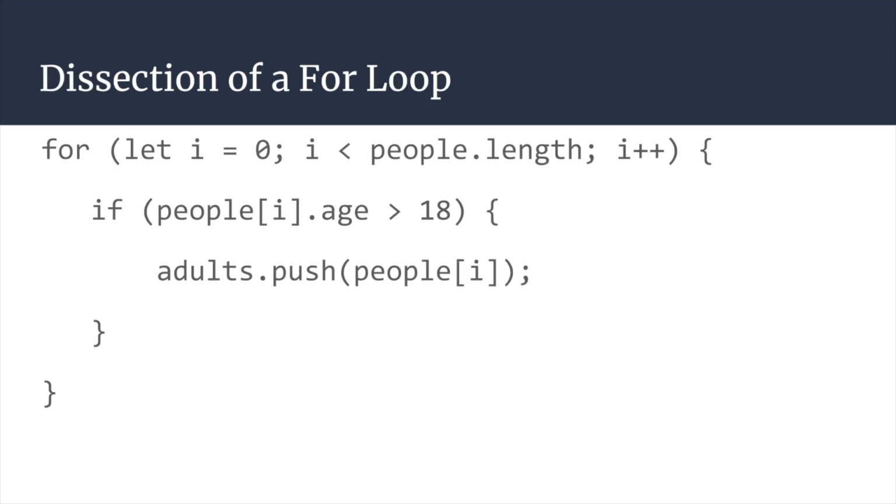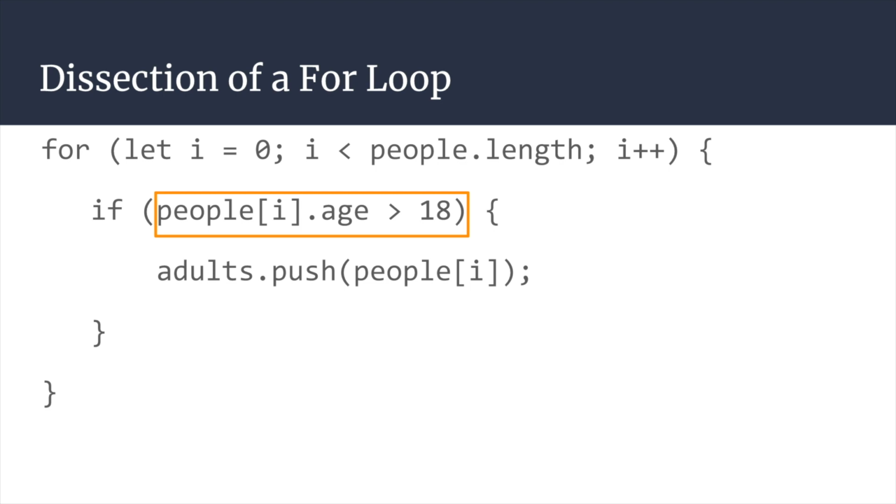So let's look at a for loop. This for loop has an array of people. It's going over that array, checking to see if the age is greater than 18, and then taking those people and putting them in an adults array. Simple enough. But out of the 5 lines of code, this is really the only part that's unique to our situation. All the rest is just generic looping code.